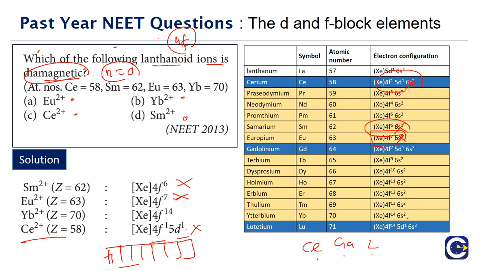Ytterbium 2+. Ytterbium is 4f14, 6s2. Remove 2 electrons, it is 4f14. So 4f14 means the 7 f orbitals will be completely filled, because 7 orbitals are there, and 7 into 2 is 14, which means that is completely filled. Already the inner arrangement is xenon, completely paired up. So Yb2+ will have no unpaired electrons, which means this is going to be diamagnetic in terms of its characteristics. So what is the correct answer for this? It is of course option B.